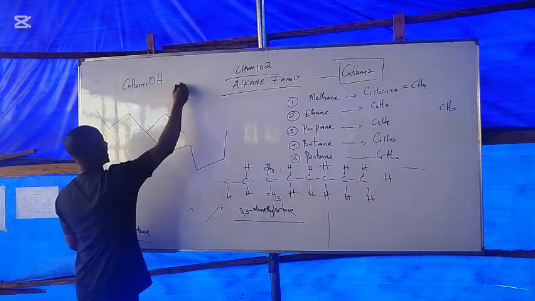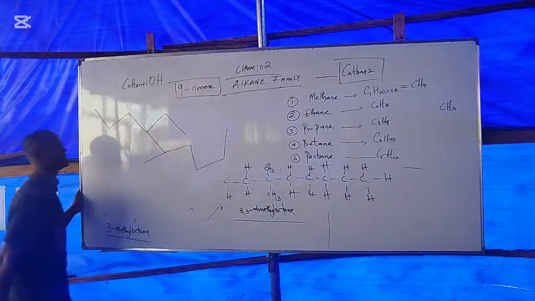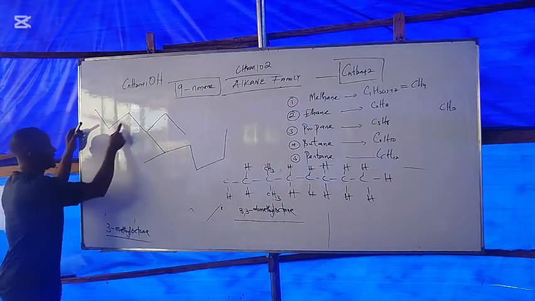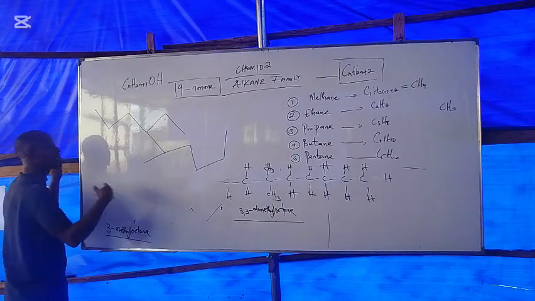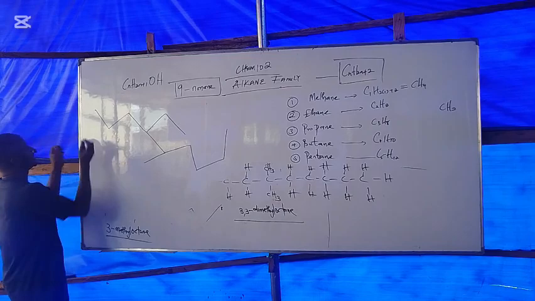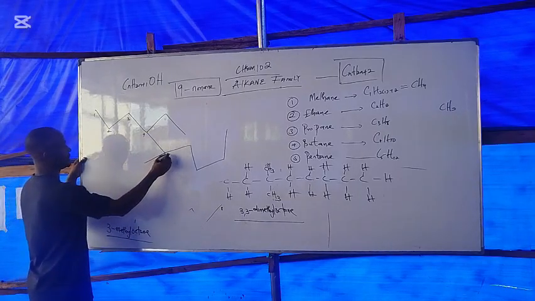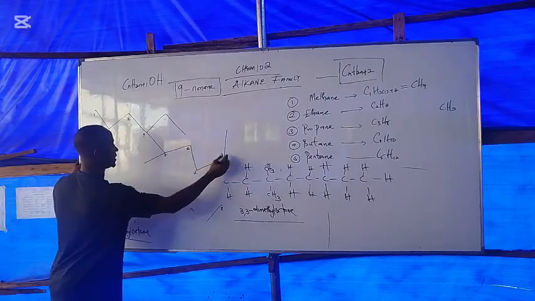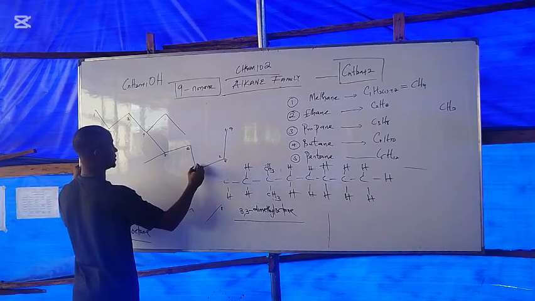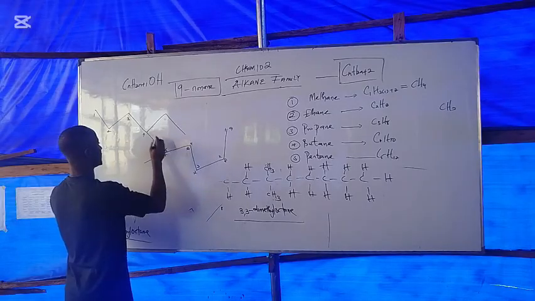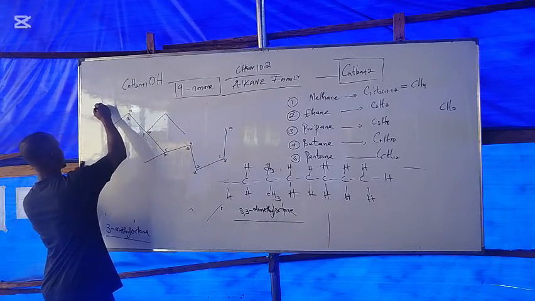So nonane, 9. From the word non, we have nonane. Are you following? The parent is nonane. Now, if the parent here is nonane, that means any other one becomes the substituent. Let's count. Here's 1, 2, 3, 4, right? We have 5, 6, 7, 8, and 9. From here, let's take 1, 2, 3, 4, 5, 6, 7, 8, and 9.